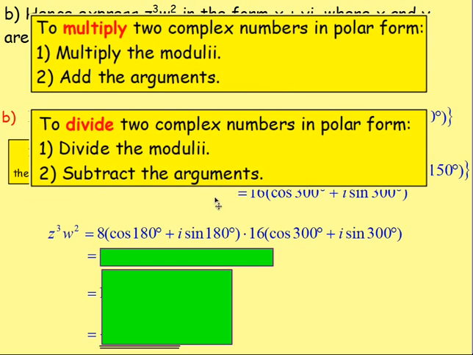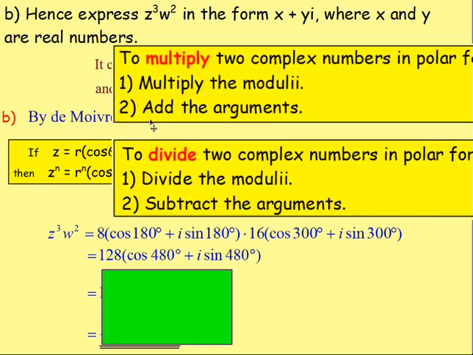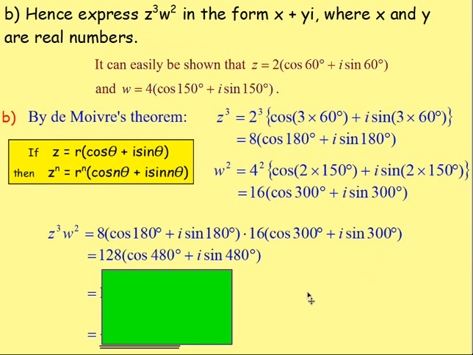So we would have the 8 times by the 16, which gives you 128. Brilliant. And we would add the arguments. So we've got the cos of 180 and the cos of 300. So 180 add 300 means we'd have cos of 480. And it's the same with sine. So we'd have i sine 180 add 300 would also give us 480. So multiply the moduli and add the arguments. Where do we go from there?